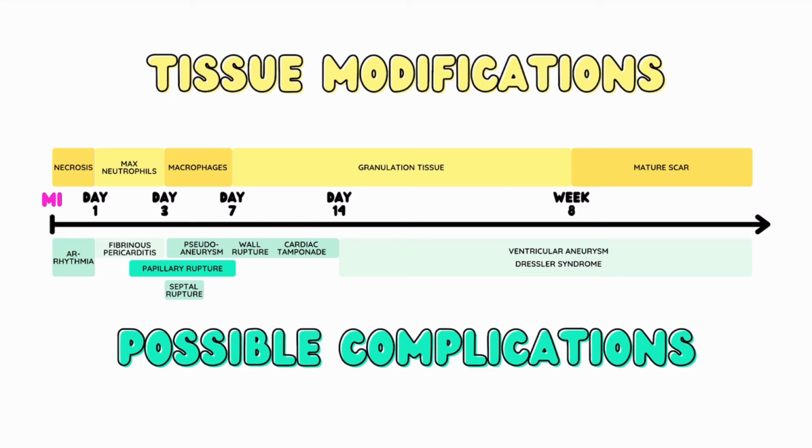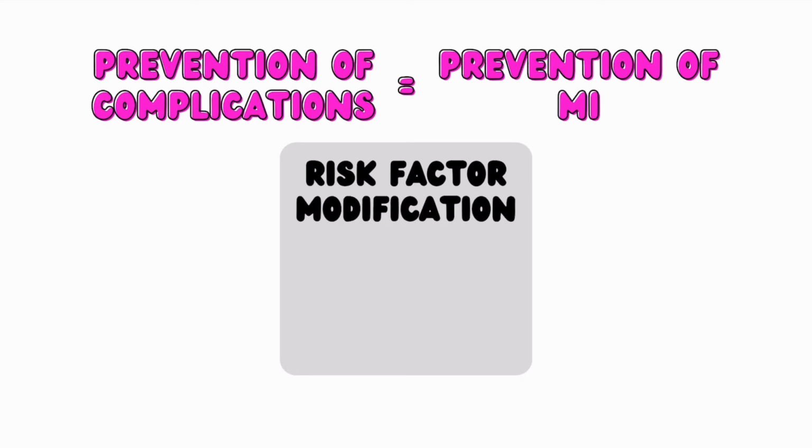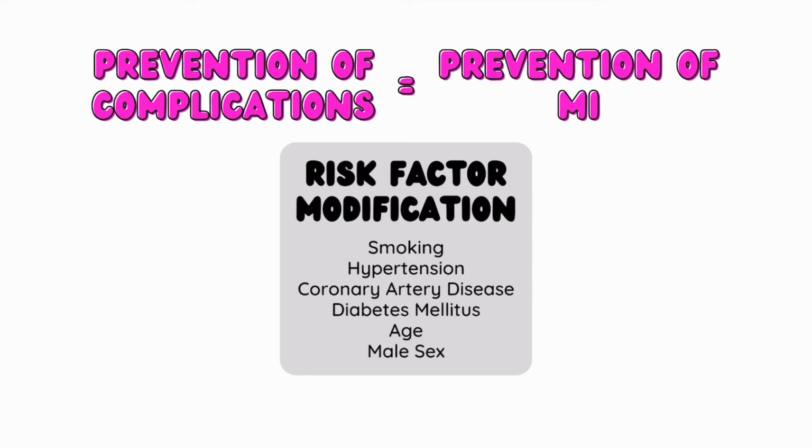Ultimately, the prevention of these complications comes from a prevention of the myocardial infarction. The best way we can do that is with risk factor modification. This means helping people help themselves. The biggest risk factors for a myocardial infarction are smoking, hypertension, coronary artery disease, diabetes mellitus, age, and male sex. Some of these risk factors can't be changed, like age and sex. However, others can be modified.